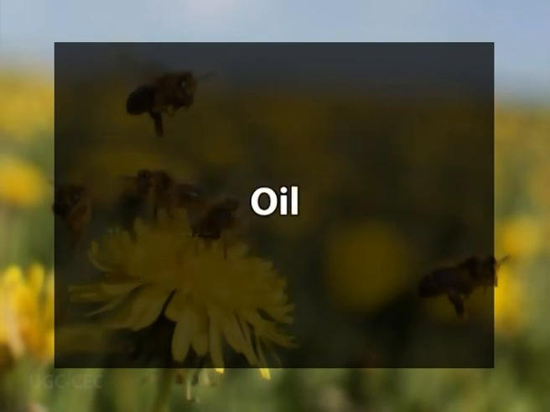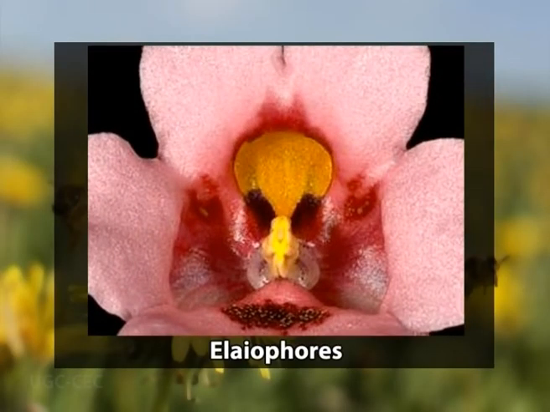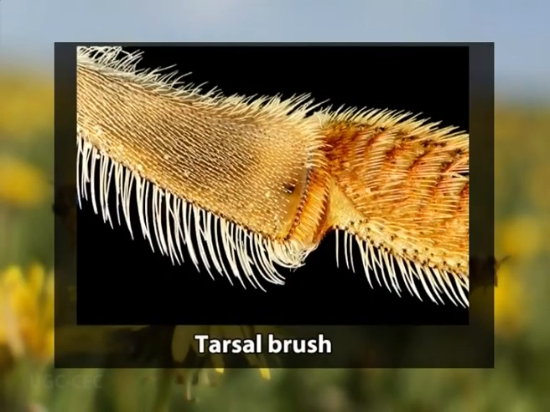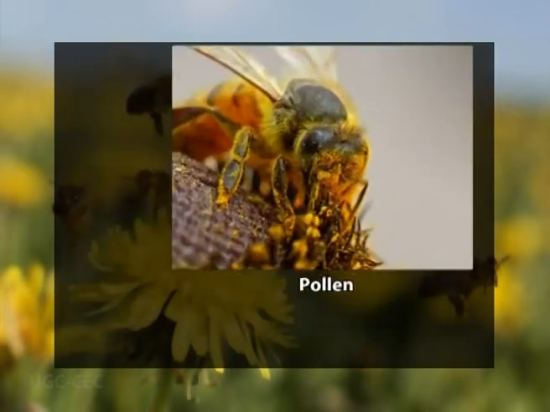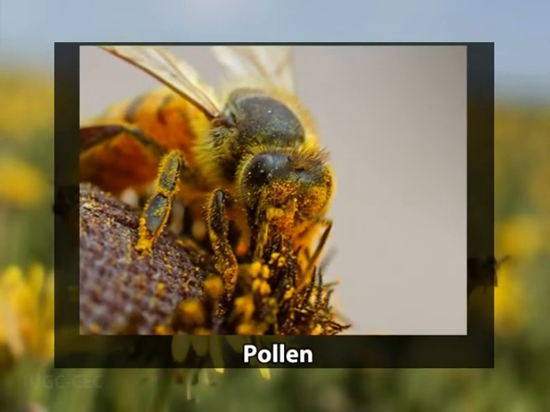Some flowers produce oil as a reward in lieu of the nectar. The glands which secrete oil are called elaiophores. The insects such as Centris of Anthophoridae have special tarsal brushes for handling this oil, which may be mixed with the pollen to form food pellets for the larvae or progeny.